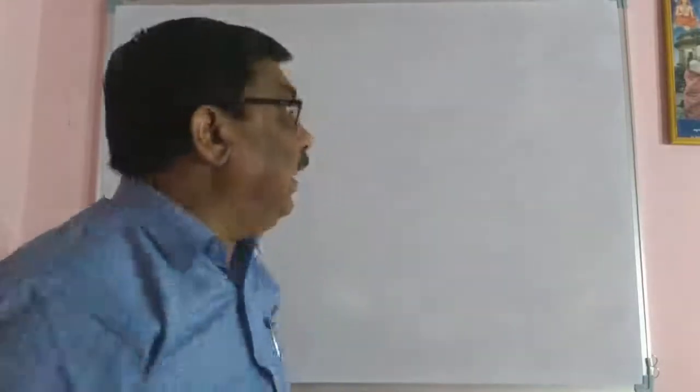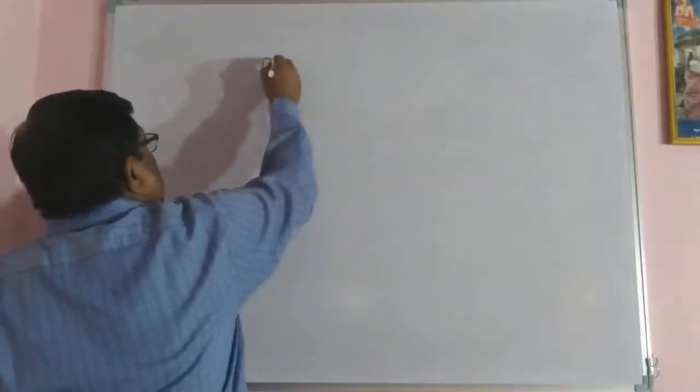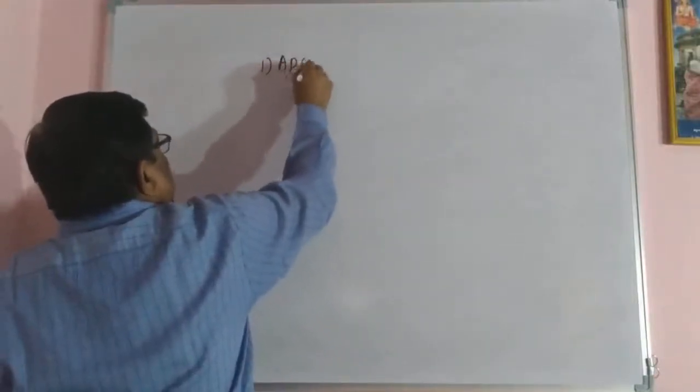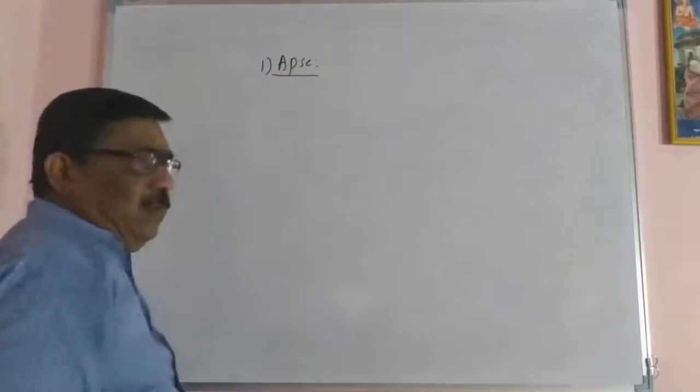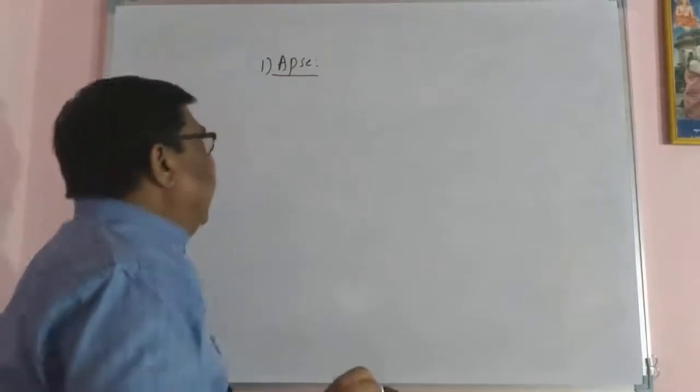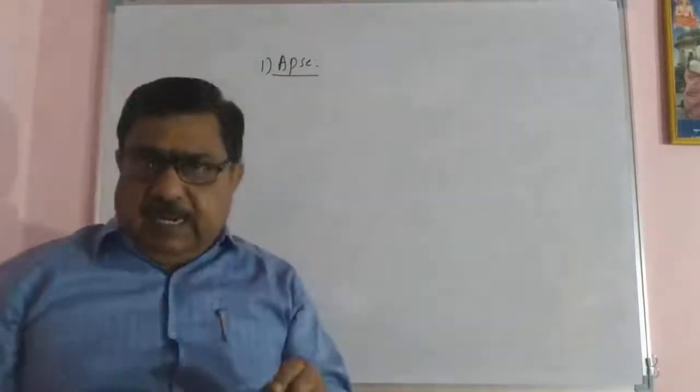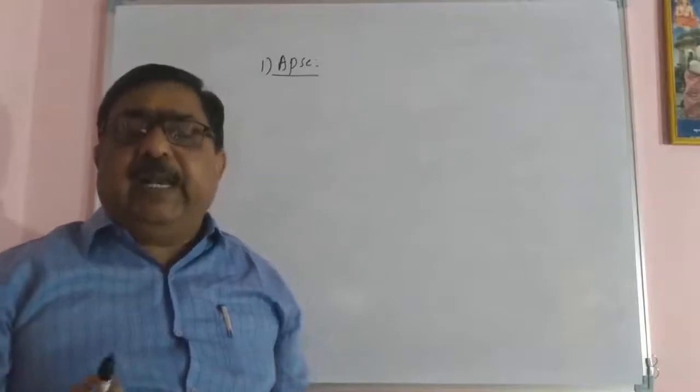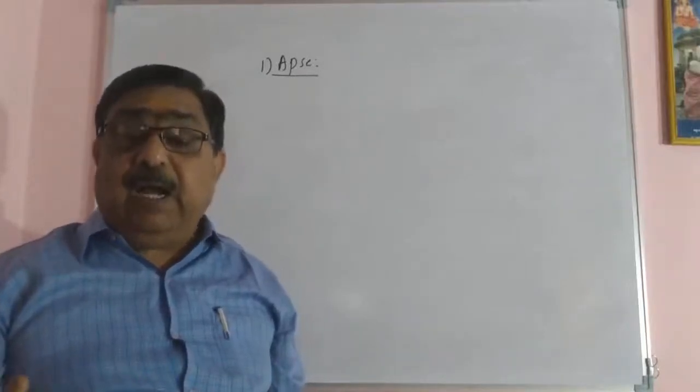My dear student, I would like to continue the central force with a few definitions and one or two examples today. Definitions are quite simple, so let me explain first what the definitions are. One is apse. Apse is a point on the central orbit at which the radius vector is maxima or minima.